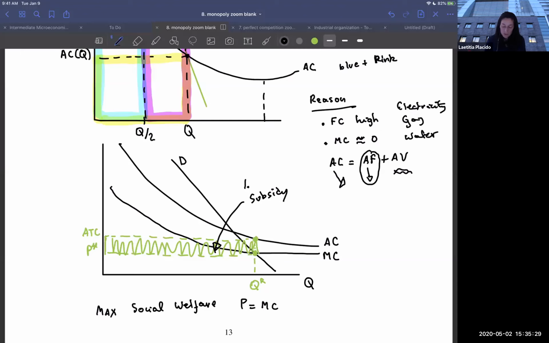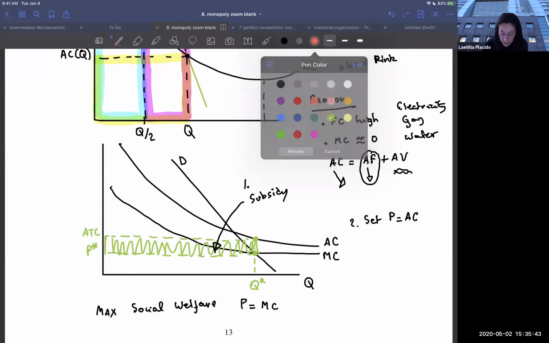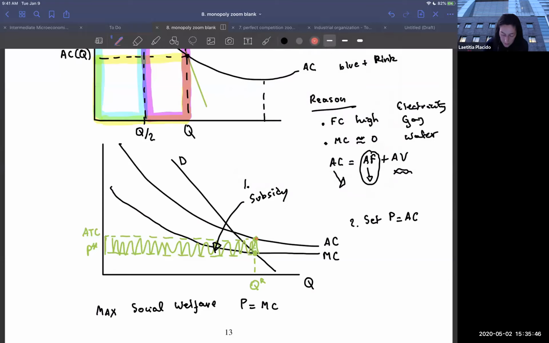The second type of solution is to set price equals average cost. So what happens if you set price equals to average cost? P equals ATC.